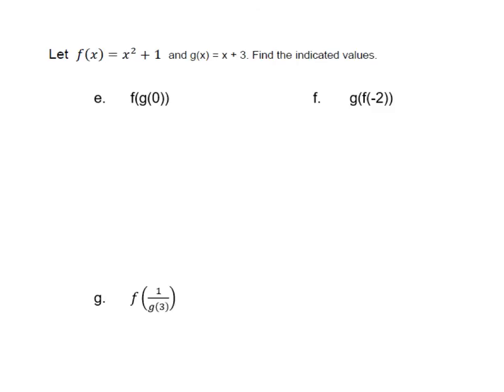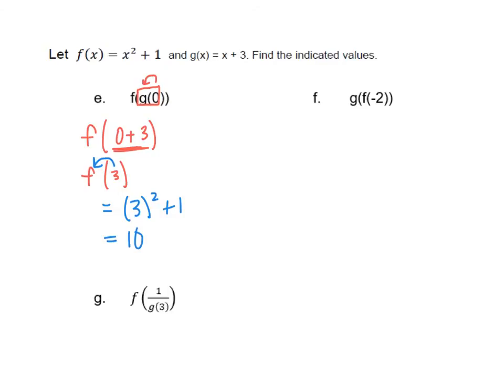Alright, so the next one, f of g of 0. So 0 gets plugged into g. So we're going to say f of, now we look at g as x plus 3, so we're going to say 0 plus 3. Remember that in there is your g function. Well, 0 plus 3 is 3, so we have f of 3. Now we take the 3 and plug it into the f function. That's going to give us 3 squared plus 1. 3 squared is 9, and 9 plus 1 is 10.